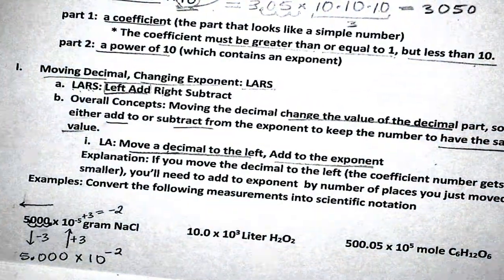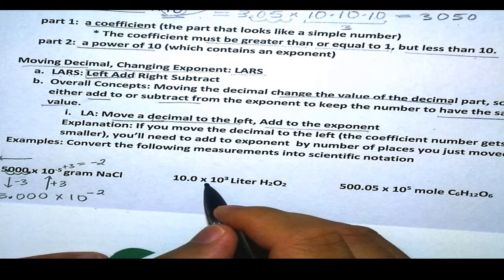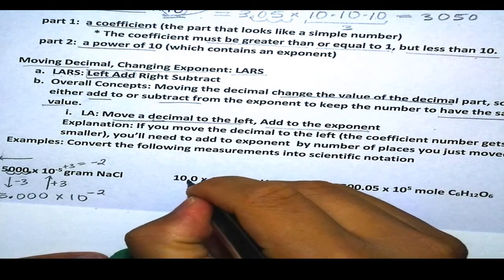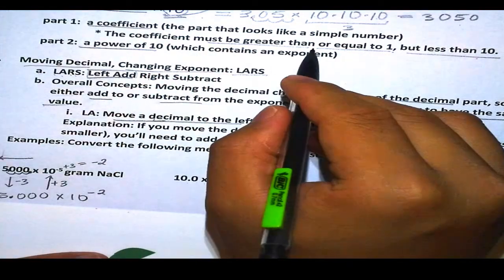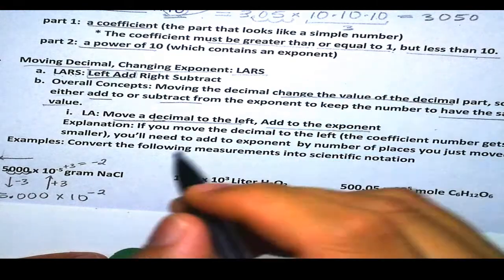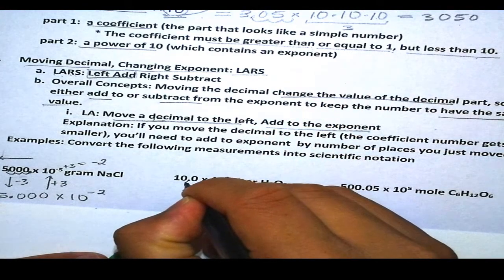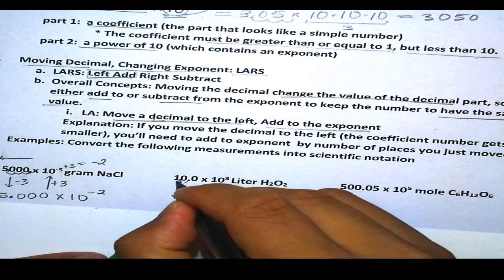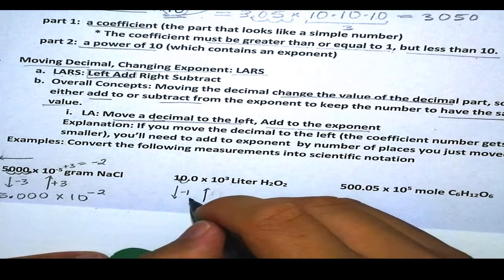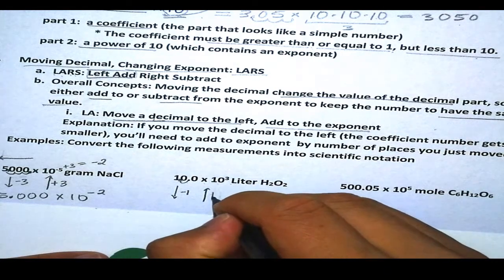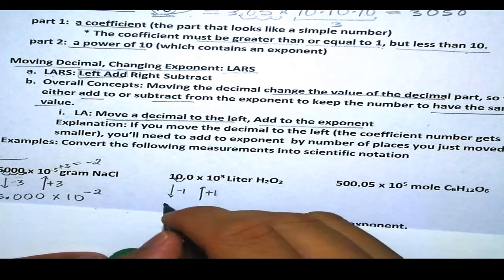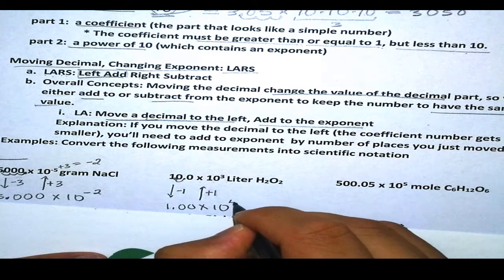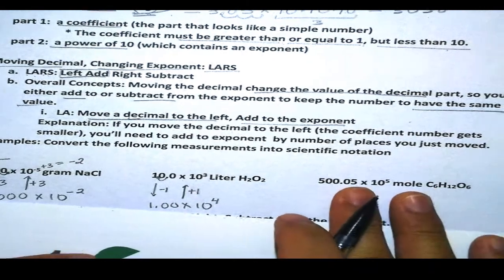Let's do another example. I have 10.0 times 10 to the 3rd liters of H2O2. So I have to move the decimal, so the coefficient is going to be greater than or equal to 1 but less than 10. In this case, it is exactly 10, so I move this way by 1 place. That decreased the value of the coefficient by 1 place, so I had to do the opposite to the exponent by adding 1. That gives us 1.00 times 10 to the, 3 plus 1, that gave us 4. And that is our answer.